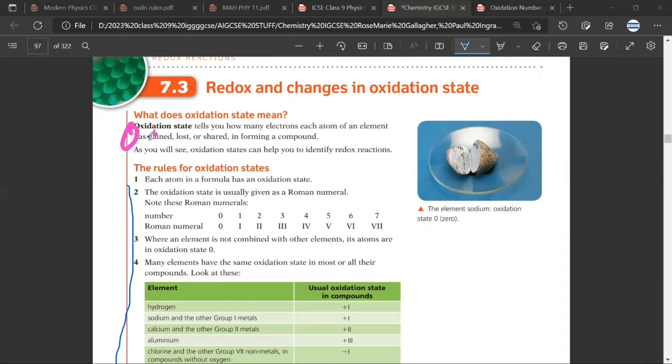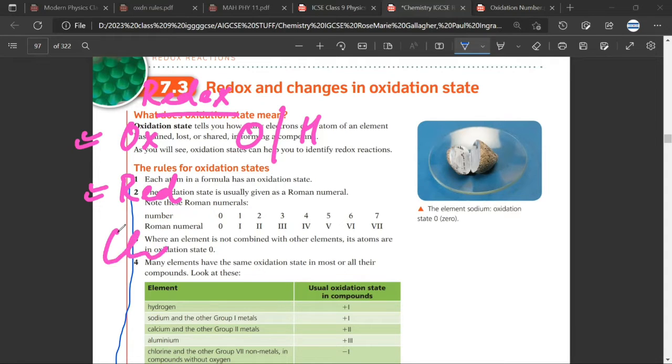See, one way in the last lecture, what we had done is we had tried to understand what is oxidation and reduction in terms of the gain and loss of oxygen and hydrogen. Now in this lecture what we want to understand is redox reaction in terms of the change in the oxidation numbers.